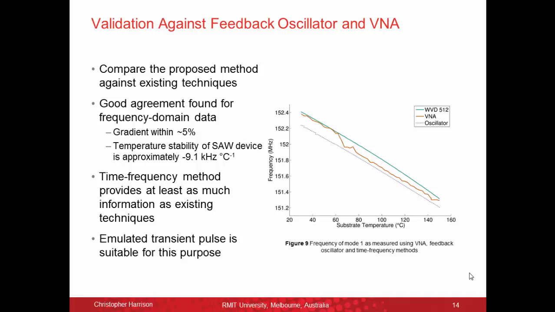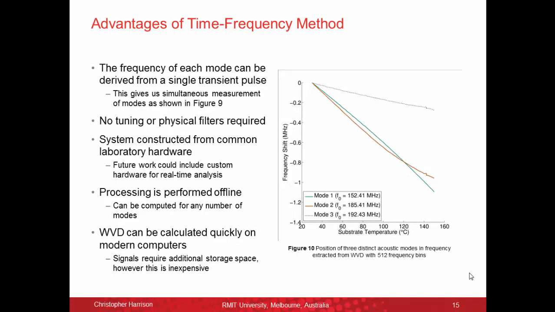So what we can tell from this is that the time frequency is giving us, at the very least, as much information as we've had before, and that our emulated transient pulse is giving us enough data to work with. But then, why would you bother doing this? Well, because you get a number of other advantages. From here, we've got substrate temperature and our frequency shift of 3 acoustic modes that were monitored simultaneously.